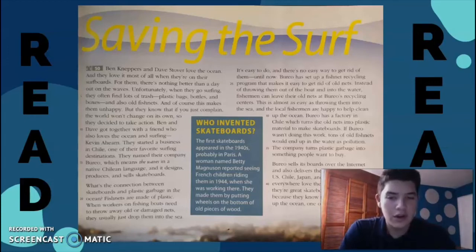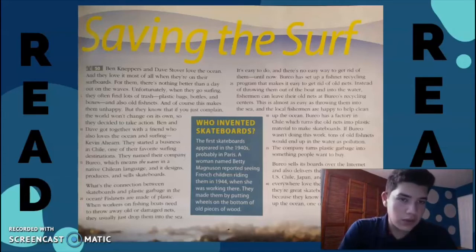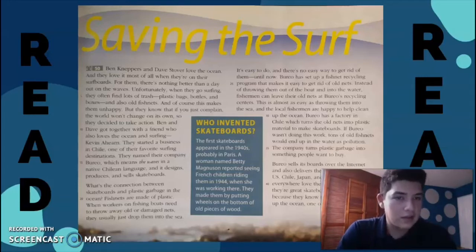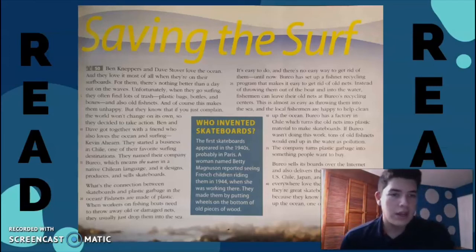Fish nets are made of plastic. When workers on fishing boats need to throw away old or damaged nets, they usually just drop them into the sea. It's easy to do and there's no easy way to get rid of them, until now. Burio has set up a fish net recycling program that makes it easy to get rid of old nets, instead of throwing them out of the boat and into the water.